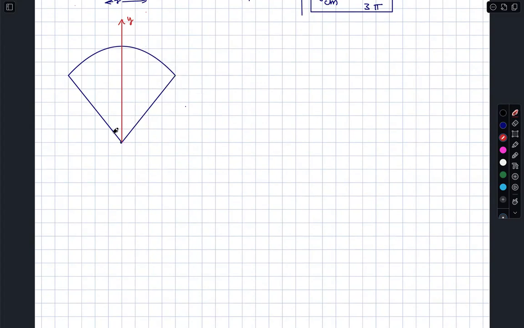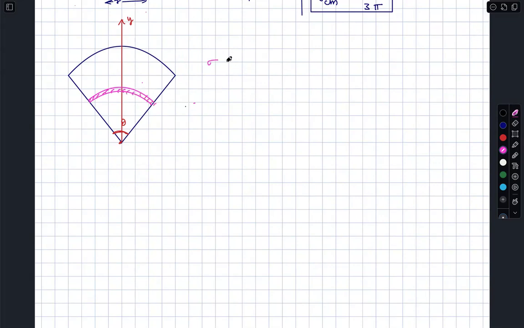Now this is some sector that makes an angle theta. I want to find the center of mass of this sector. For this purpose, you imagine an arc like this. This is some arc.